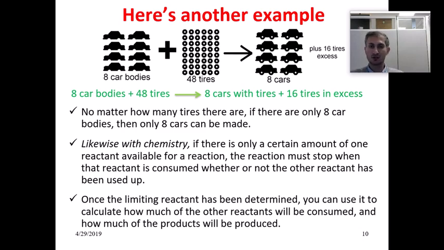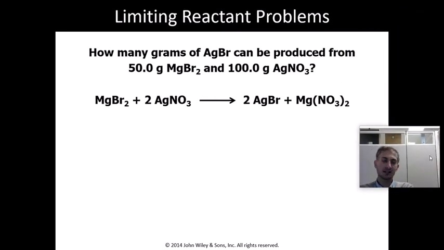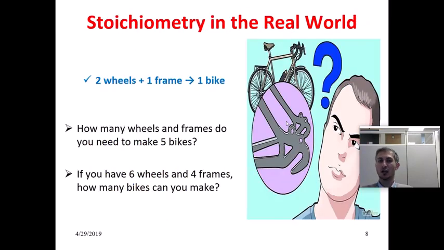So there are examples as we see in this slide. How to work with the chemistry. Look at this example. The question says, how many grams of silver bromide, AgBr, can be produced if we have 50 grams of this reactant and 100 grams of another reactant? Look here, questions for limiting reactant problems: always you are given amounts of reactants. If we have 50 grams of that and 100 grams of this, how many products can we make? Look at the example I gave you: if we have an amount of wheels and an amount of frames, how many bikes can we make?